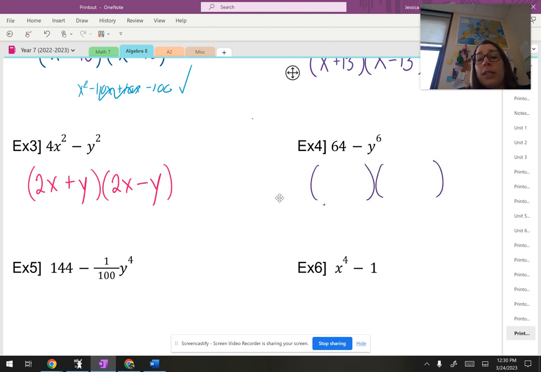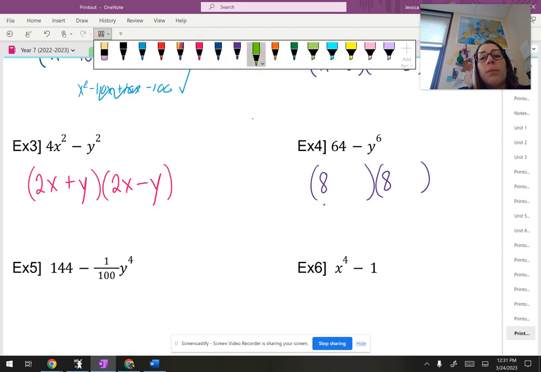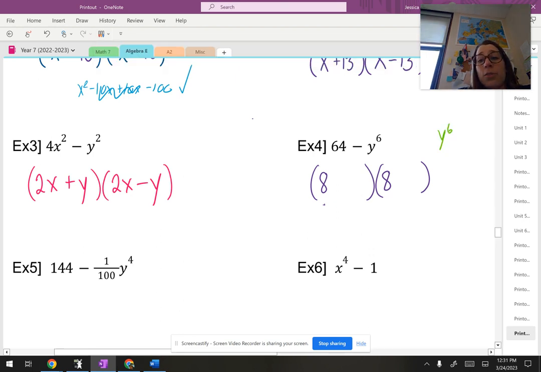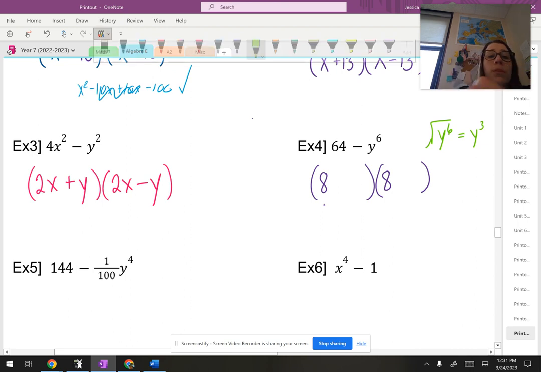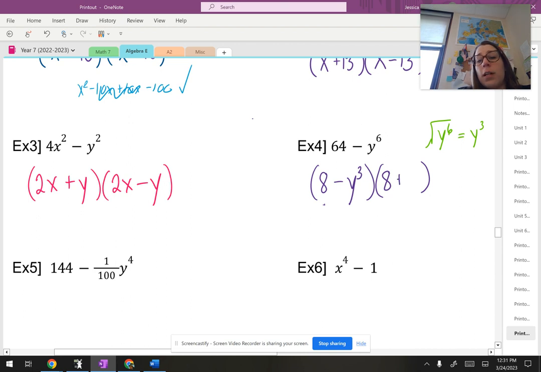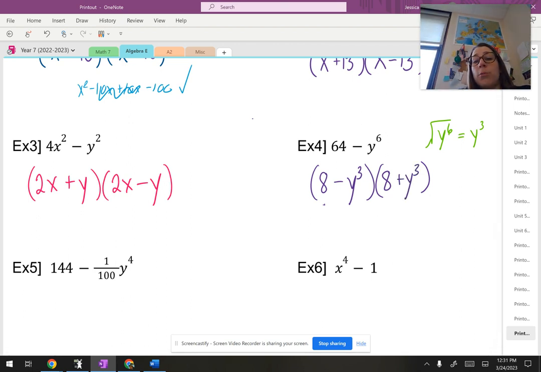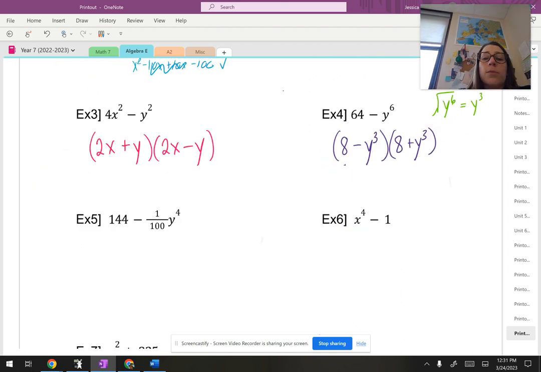Example 4 here, same kind of process, just backwards really. The only way to get 64 by squaring something is 8 and 8. So 8 and 8. And to get to a y to the 6th, taking the square root of y to the 6th gives you y to the 3rd. So 8 minus y to the 3rd and 8 plus y to the 3rd, because y to the 3rd times y to the 3rd gives me y to the 6th.